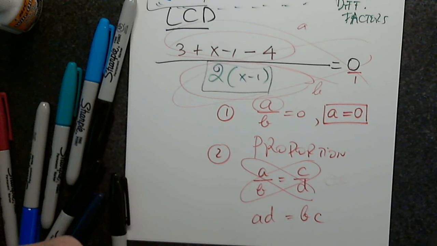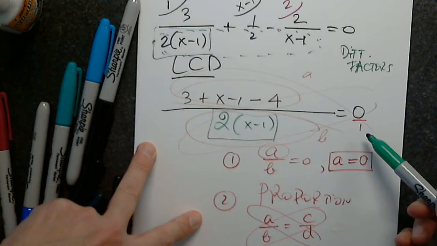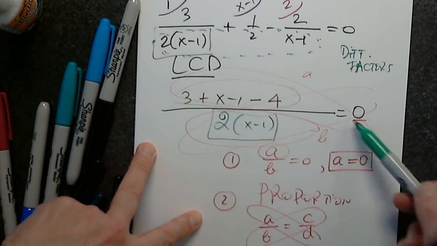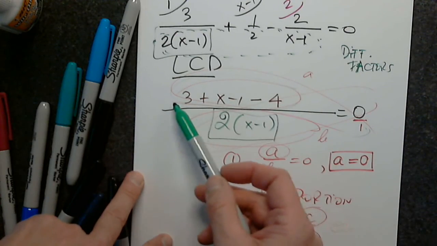Which method would you like to choose? You don't have to stick with one. You can go back and forth. Proportion? You want to use proportion. Very good. So then we say all this times 1 is itself x.